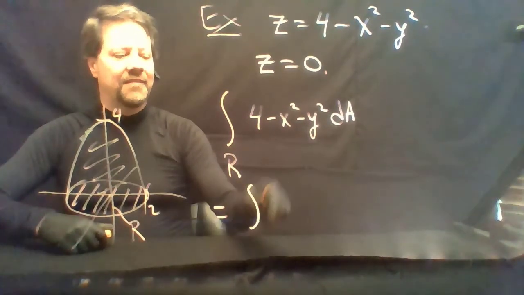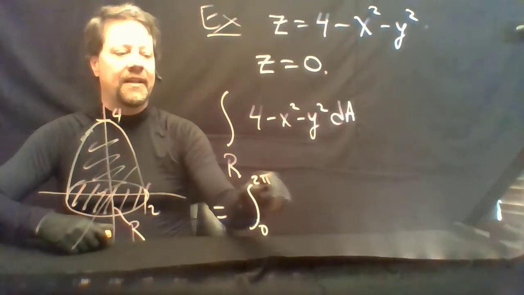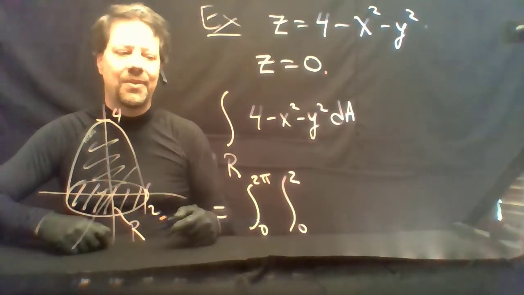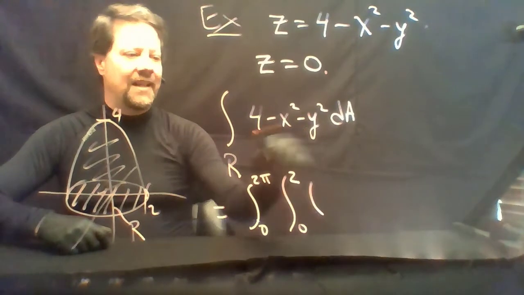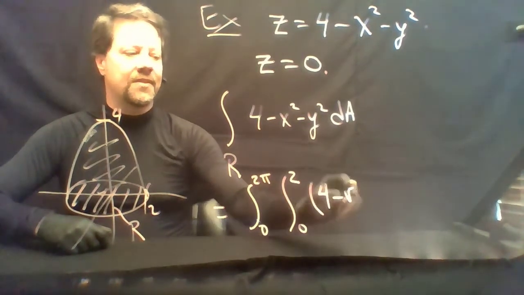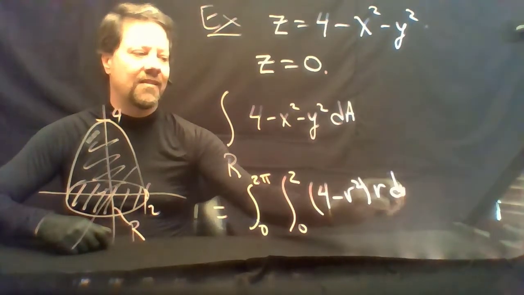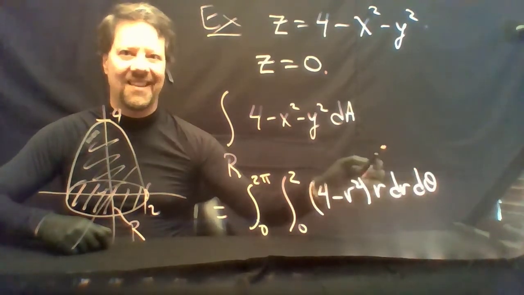We'll have the integral from 0 to 2 pi and from 0 to 2. That will cover the disk of radius 2 in the domain. The integrand is transformed as 4 minus r squared, and the area element is transformed as r dr d theta.